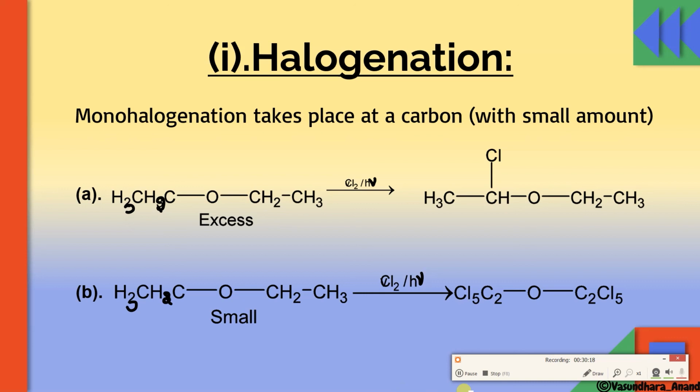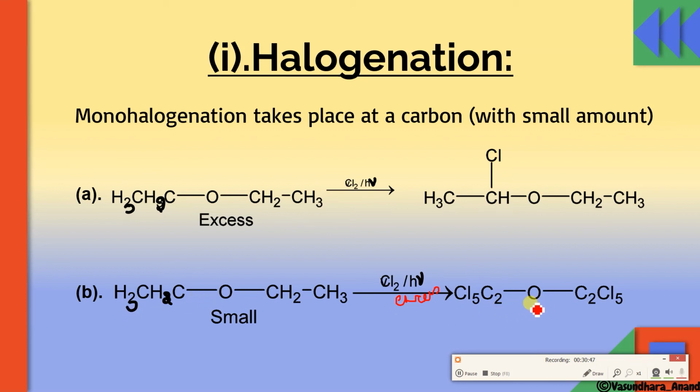But if we take excess of chlorine and less ether, then what will happen? All the alpha and beta hydrogens of that alkyl group will be substituted by chlorine. That means chlorine will come everywhere. So how many hydrogens are there? 3 and 2, 5. Here also 2 and 3, 5. So on both sides, only chlorine will be there.